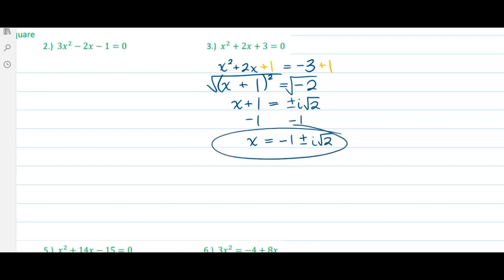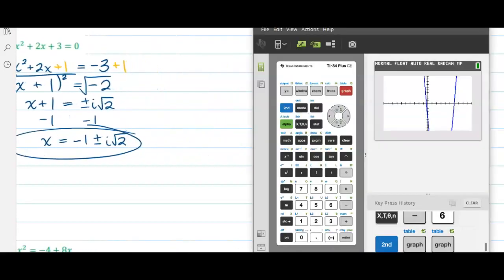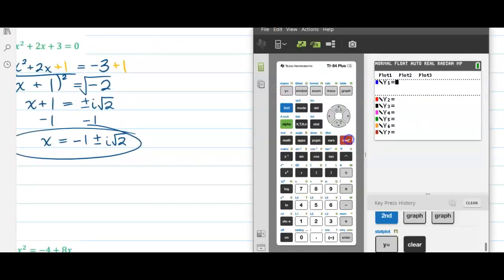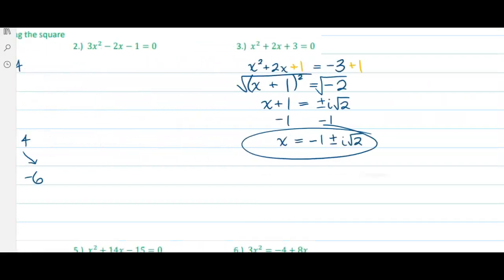So this quadratic, if I were to graph it, which I'll take a moment to do, you'll see that it does not cross the x-axis anywhere. x squared plus 2x plus 3, and graph. See, it does not have any real solutions, but it does have 2 imaginary solutions.